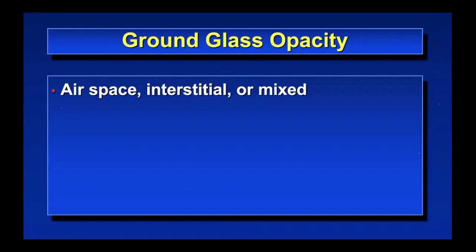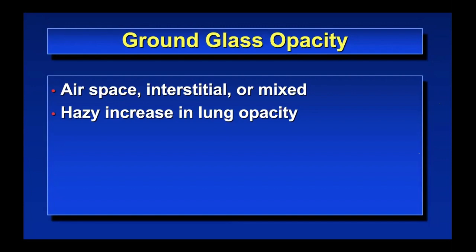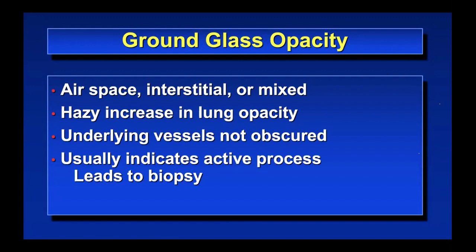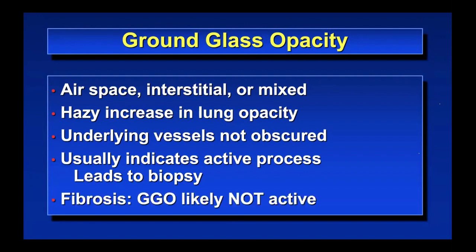So let's talk about ground glass opacity in more detail. So this could be airspace disease, interstitial disease, or mixed disease. There's a hazy increase in lung opacity. The underlying vessels are not obscured, as I said, usually indicates an active process, and it can lead to biopsy in the correct clinical situation, in the chronic situation, especially in the setting of interstitial lung disease. And if there's fibrosis, then ground glass opacity is very common, commonly associated with fibrosis, and it's likely not an active inflammation at that point. It's likely just an indicator that there's fibrosis.